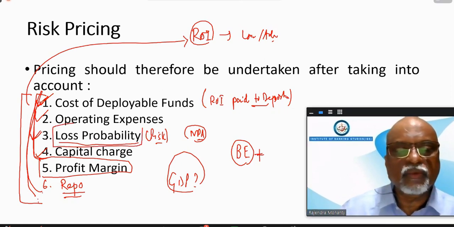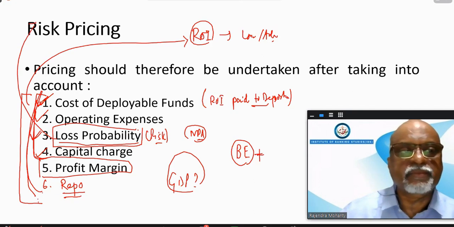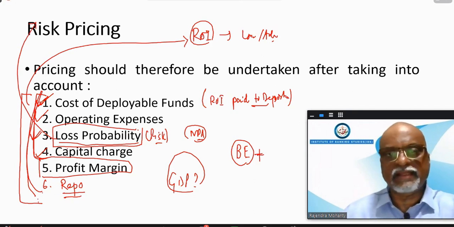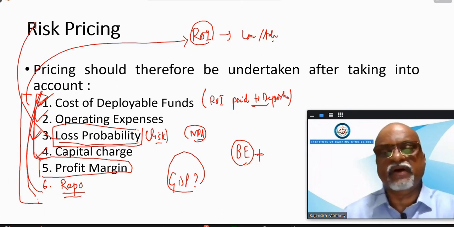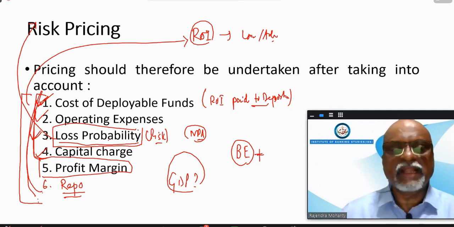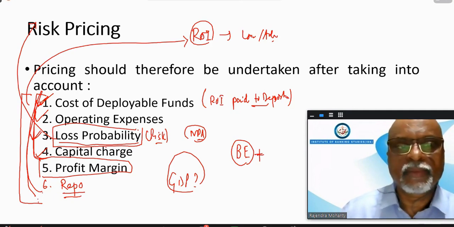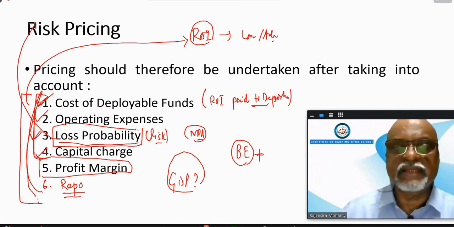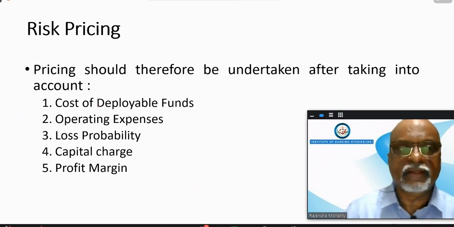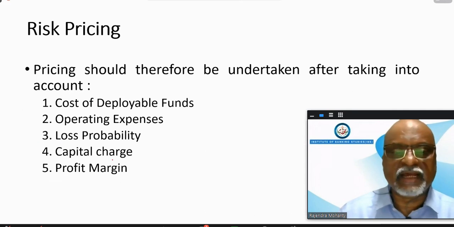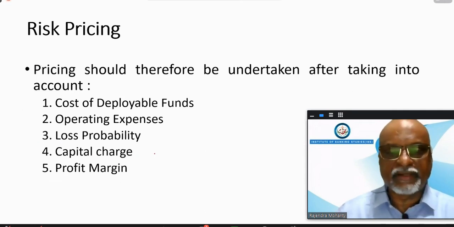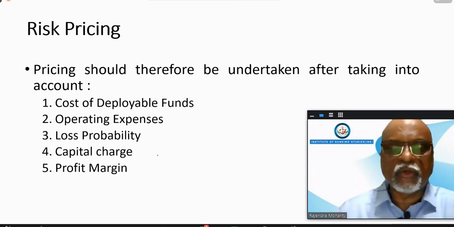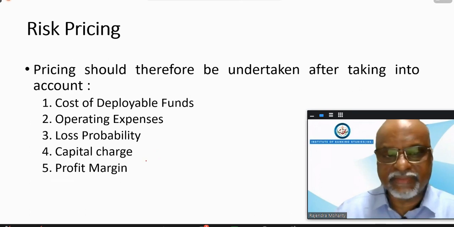Where is the GDP coming? Somebody told that GDP. Where is GDP related to these things? Anyway, these are the things, and loss probability is one of the factors for risk pricing, because we are taking risk into consideration. Credit risk or any market risk happening is called loss probability. That's why risk pricing has to be done.